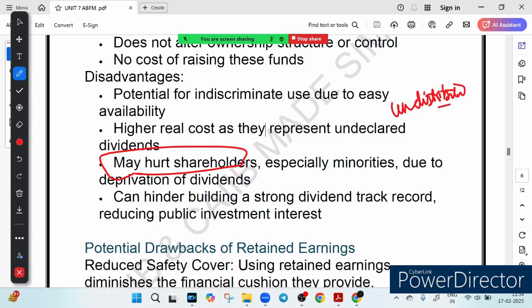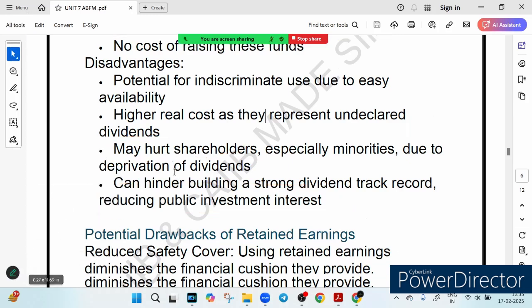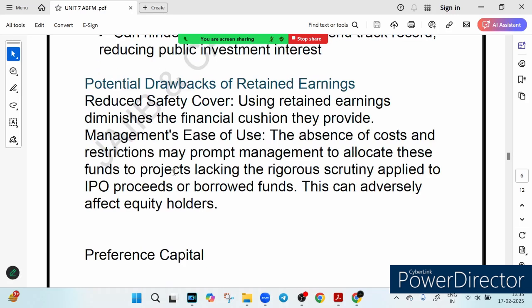Undistributed dividends mean shareholders, especially small investors, may feel cheated, and public investment might drop, reducing public investment interest. Why? Because if a company does not have a good dividend track record, investors may lose interest and will not subscribe to the equity capital the company is raising. So these are the disadvantages of having accrued capital. I hope it is clear now.